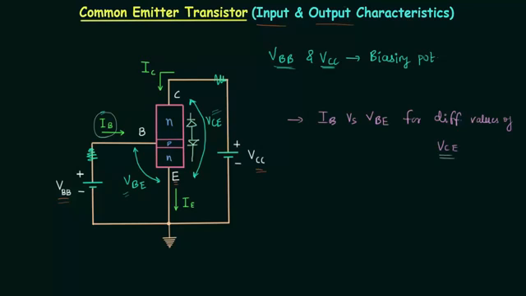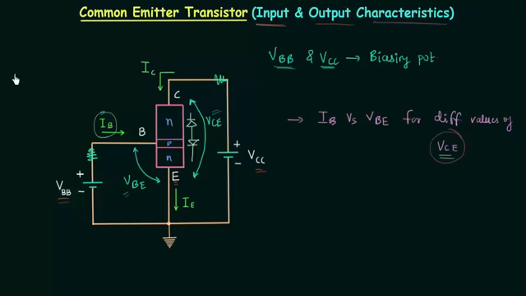I will revise this quickly. The input characteristics of common emitter transistor is similar to the forward bias diode because you can see the input current IB is current through the forward bias diode and VBE, the input voltage, is voltage across this forward bias diode. But the important thing is the variation in characteristics because of VCE, the output voltage.